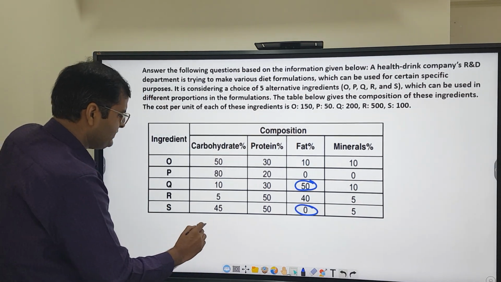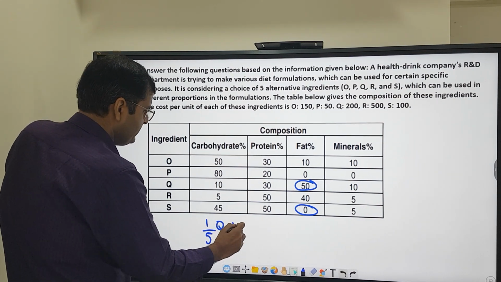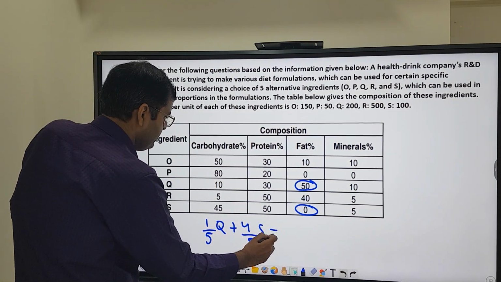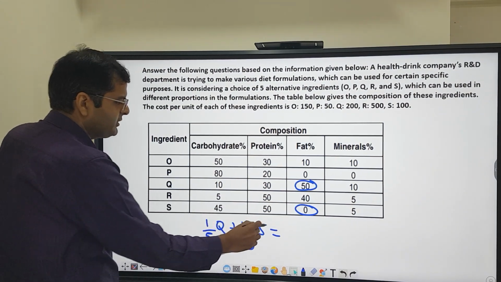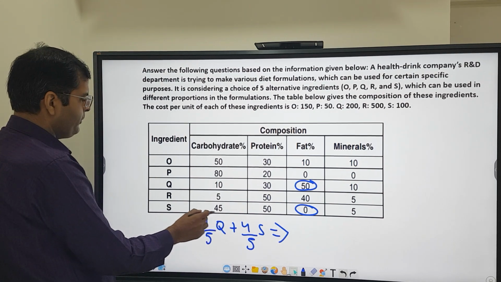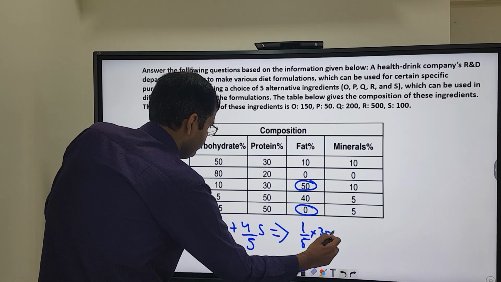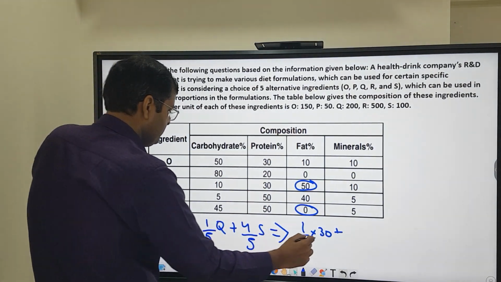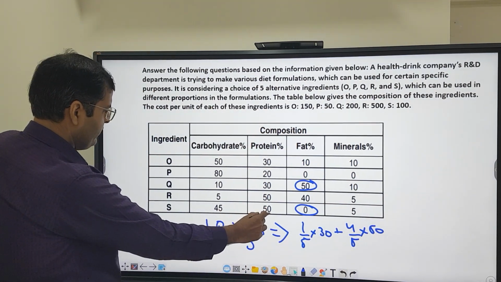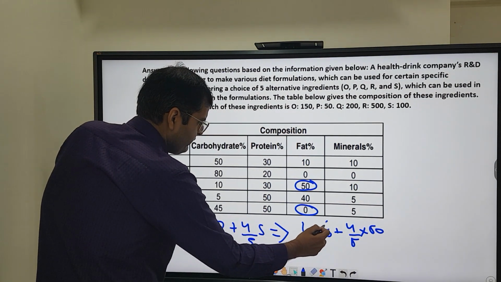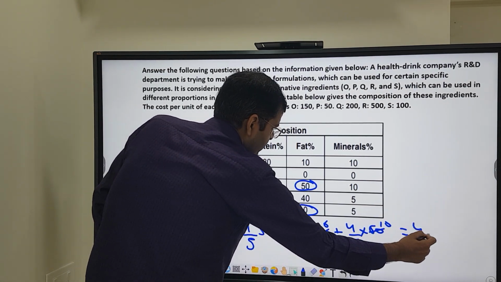That means if I mix Q and S, 1/5 of Q has to be taken. That will make it 10% of fat, and the remaining 4/5 has to be S. So it will be 1/5 into 50, which is 10, 4/5 into 0. So fat comes out to be 10. Now I'll apply the same logic for protein for Q and S. So it will be 1/5 of 30 plus 4/5 of 50, correct? 5 sixes are 30, 5 tens are 50. So this is 6 plus 40, which is 46.